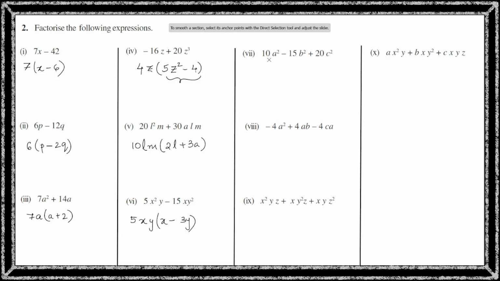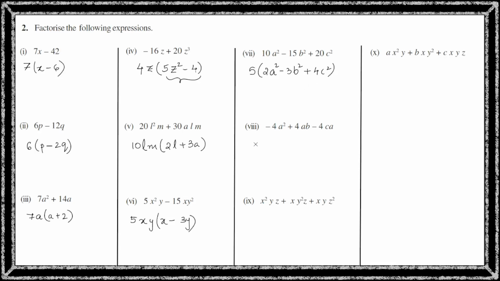Next I have 10, 15, 20. 5 is common for all these three numbers, coefficients, and there is no a in the next two terms, there is no b in the other two terms, and there is no c in the first two terms. So that's it, only 5 is common, nothing else is common. So I have 2a square minus 3b square plus 4c square. So that is my factorization. I cannot factorize this any further, right?